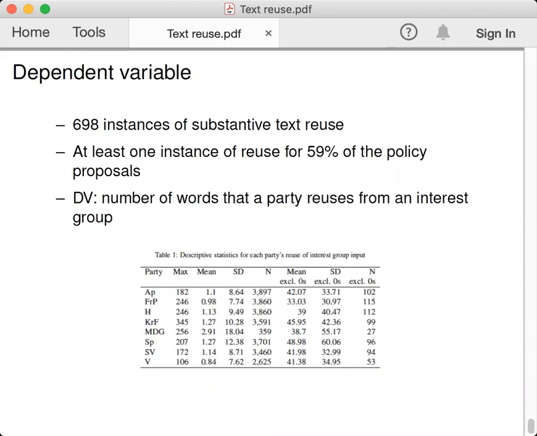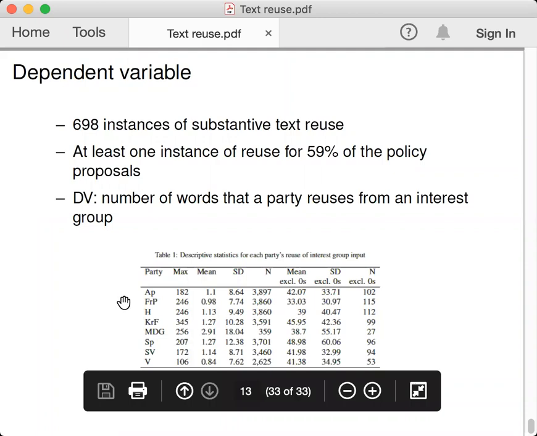The dependent variable I end up using is the number of words that a party actually copies. The score that I mentioned would be another operationalization I could have used, but I think it takes the length of the documents into account somehow. So I figured the number of words is more comparable across documents, and that's what I ended up using.